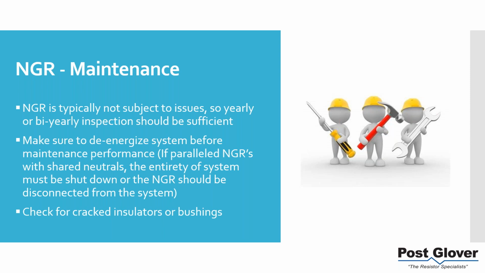Another note: if you have parallel generators, make sure you're completely disconnecting the maintenance generator from the system. Typically, that's going to mean shutting down the whole system. If you have some disconnect means, which is shutting down the generator in the neutral, you can safely operate, but you need to make sure that neutral cable, even though it seems like nothing's going through it, potentially could have something if it's still connected. So you don't want to have that happen if your guys are working on it.